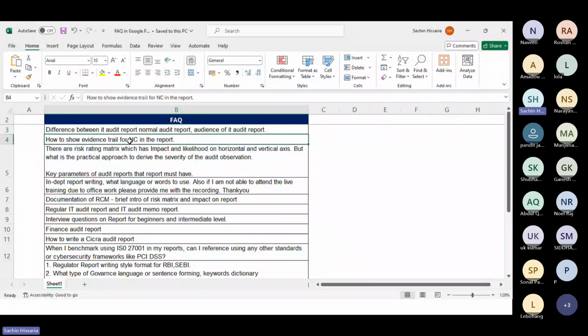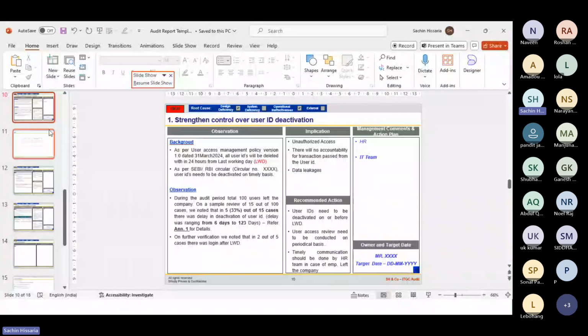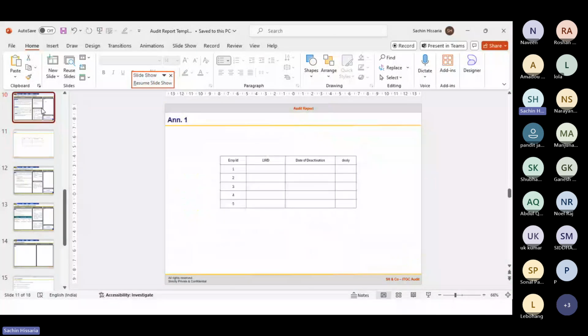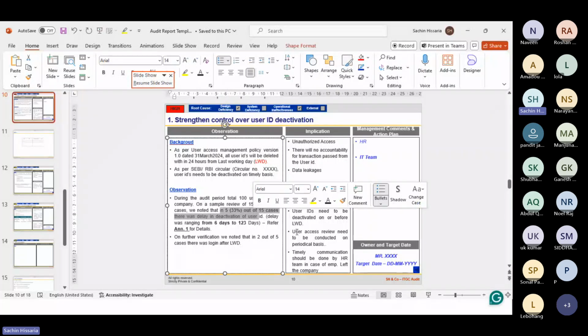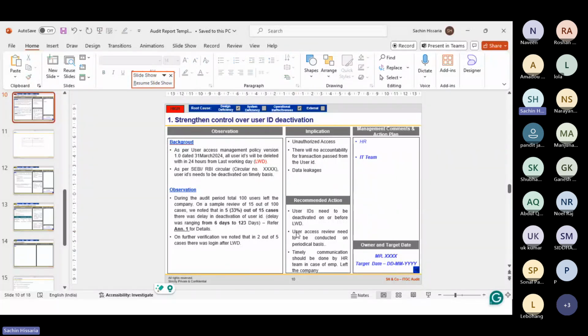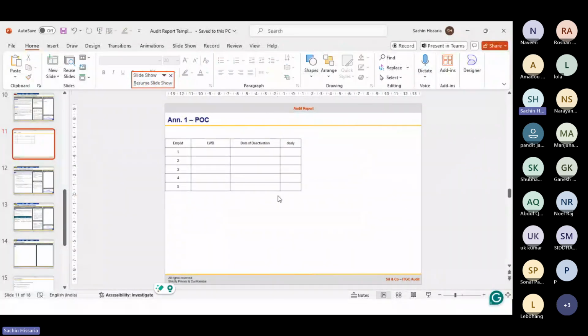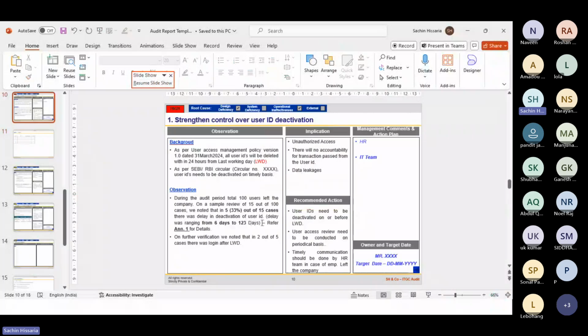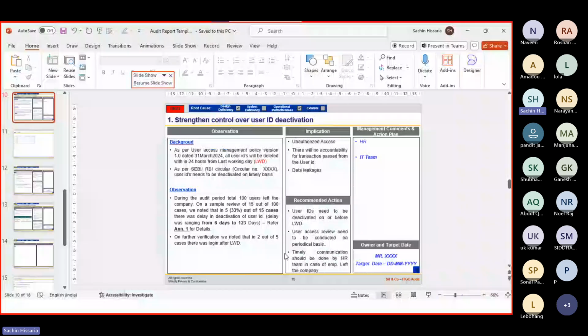How to show evidence trail for NC in the report. Now, I have seen this in a couple of cases. For example, against an observation, we are also giving the evidences. Suppose you want to attach a snippet showing that in these five cases there was a delay. You can do that as well. In the annexure, you can attach what we call a POC, proof of concept. Whatever evidence they have provided to you, you can attach those POC in the form of snippets.